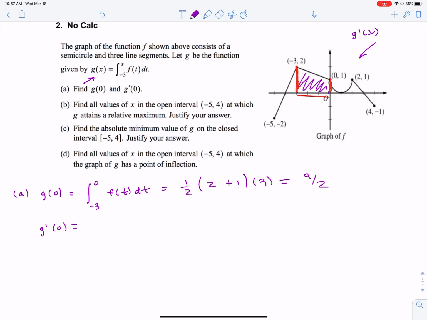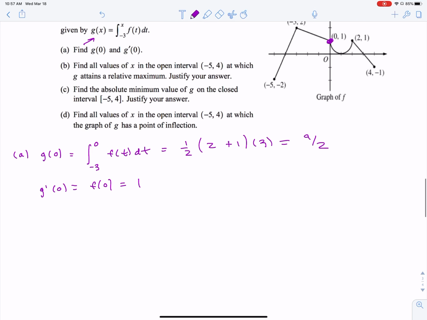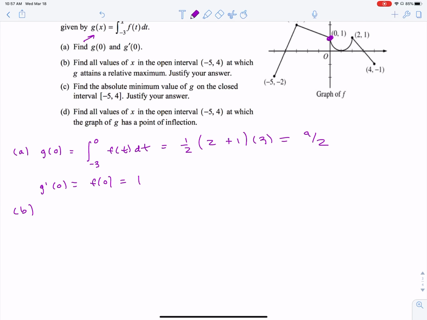Okay, and then moving on, we're going to find g prime of 0. G prime of 0 is going to be f of 0, again based on our function. So let me erase all this stuff here. Looking at the graph, f of 0 is this point right here. So it is 1. Okay, let's move on to question B.